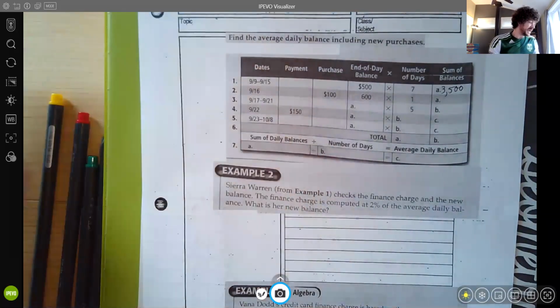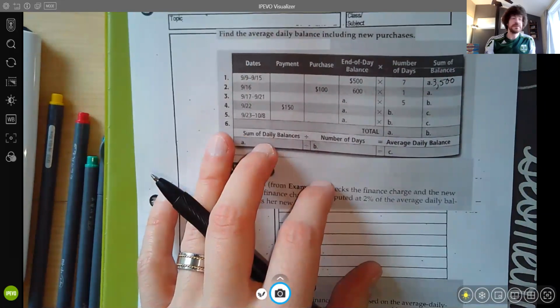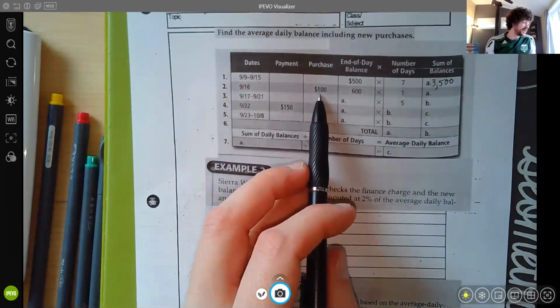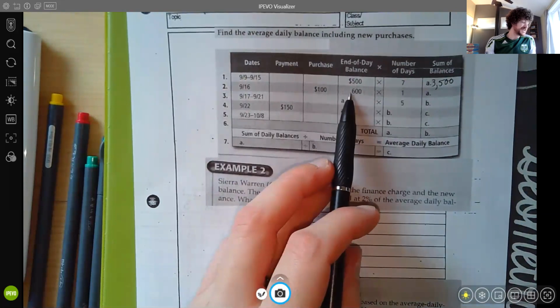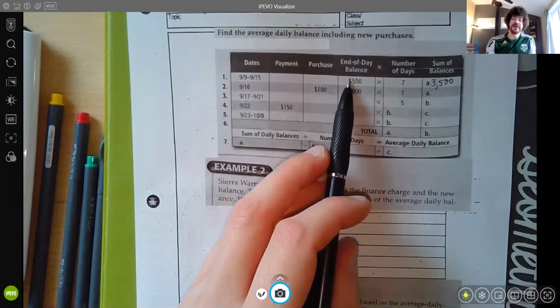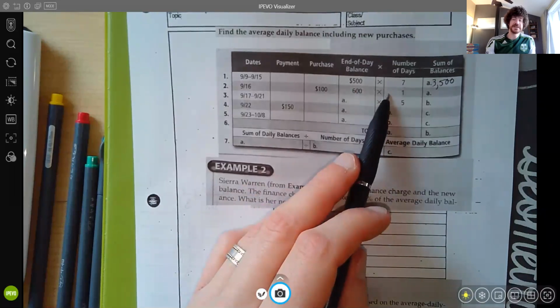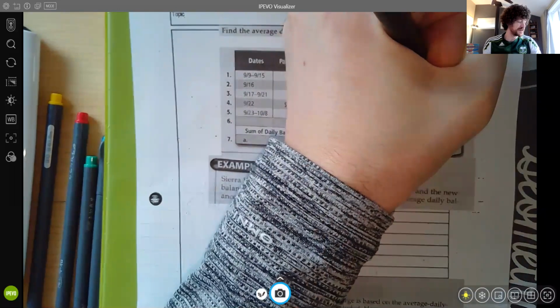The next day, September 16th, there was a purchase of $100, which increases the end of the day balance from 500 to 600. So it just gets added to the 500, goes to 600. That's a single day. So that's 600 right there.